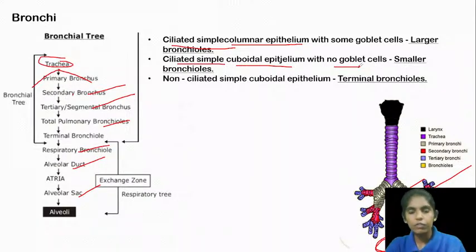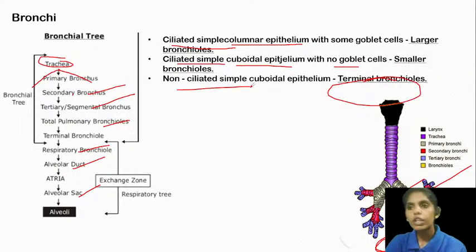So remember this differentiation. Larger bronchioles contain the columnar cells, and also they are ciliated, and goblet cells are present. The smaller bronchioles have the cuboidal epithelium, and also the cilia, but the goblet cells are absent. Now the terminal bronchioles are made up of the non-ciliated cuboidal epithelium.